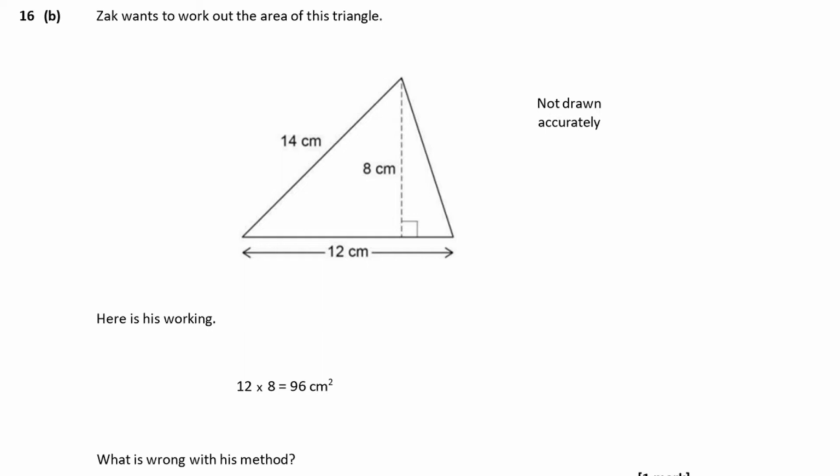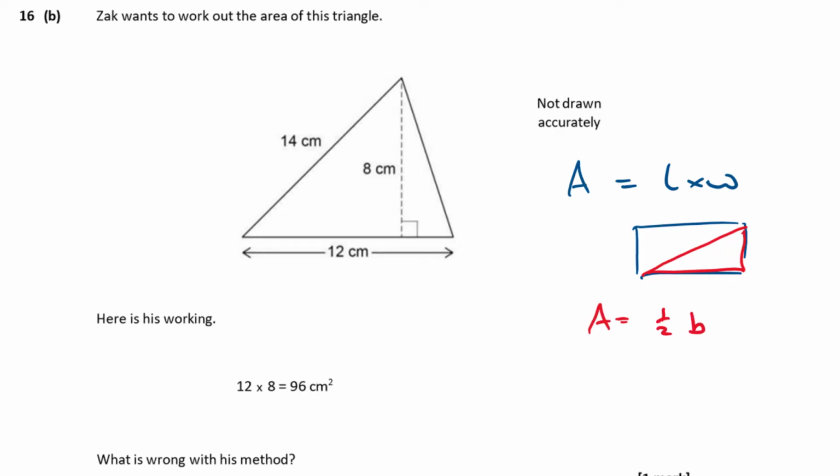Now, we just used area equals length times width to work out the area of our rectangle a minute ago, didn't we? But a triangle is half a rectangle. So when you're working out the area of a triangle, it's got a different formula. The area of a triangle, we say, is a half base times height. So this is the base, this is the height, isn't it? Okay. So if I'm working out area as a half base times height, then where's my base? Here's my base, it's 12. Where's my height? Here's my height, it's 8.